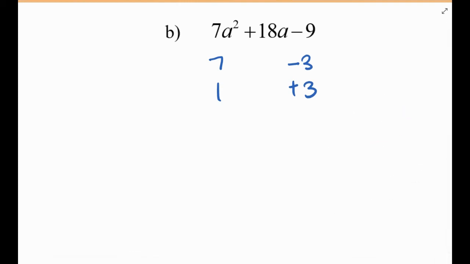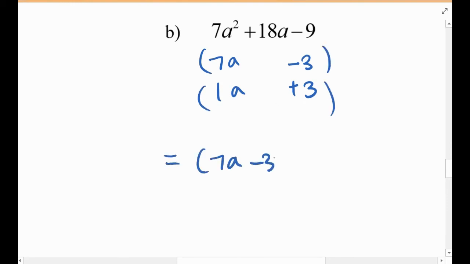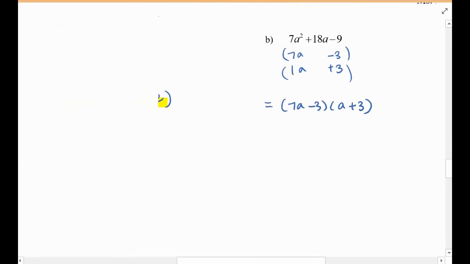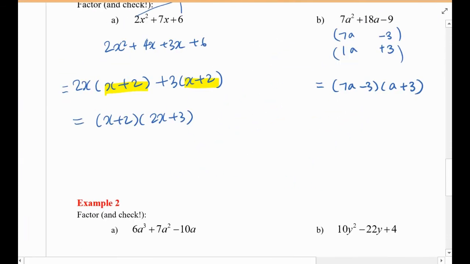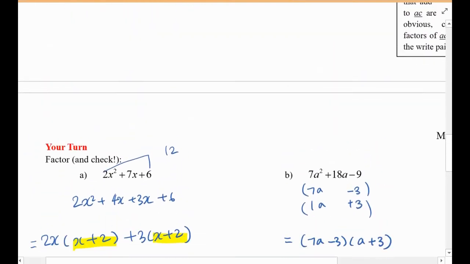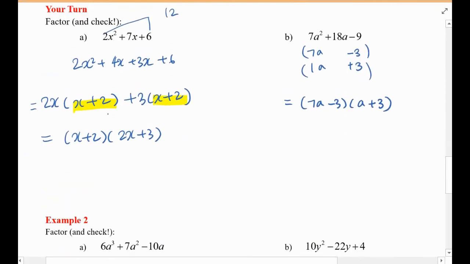What we're going to do is we're going to put A and A here, close the bracket, and 7A minus 3, A plus 3. So this is the answer. Okay, so you can check the answer by expanding it. I want you to try it by yourself. I'm not going to do it right now. So you know how to expand it using FOIL, right? So using FOIL, expand it and check if it is same as the original polynomial. Okay?